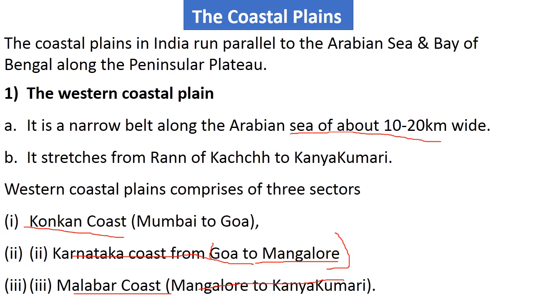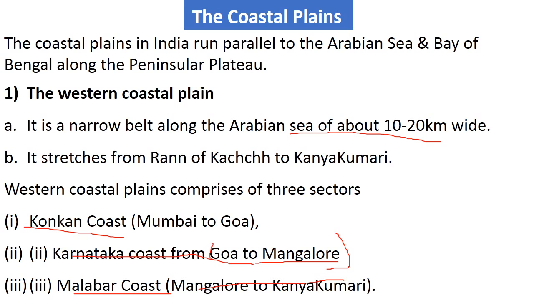A width up to 60 km has been recorded. The western coastal plain comprises three sectors. This western coast is divided into three parts. First is the Konkan coast, then the Karnataka coast, and third is the Malabar coast. The Konkan coast mostly falls from Mumbai to Goa, meaning Ratnagiri and Sindhudurga. The most important characteristic of this coast is that it is not very wide. Less width has been recorded for this coast.